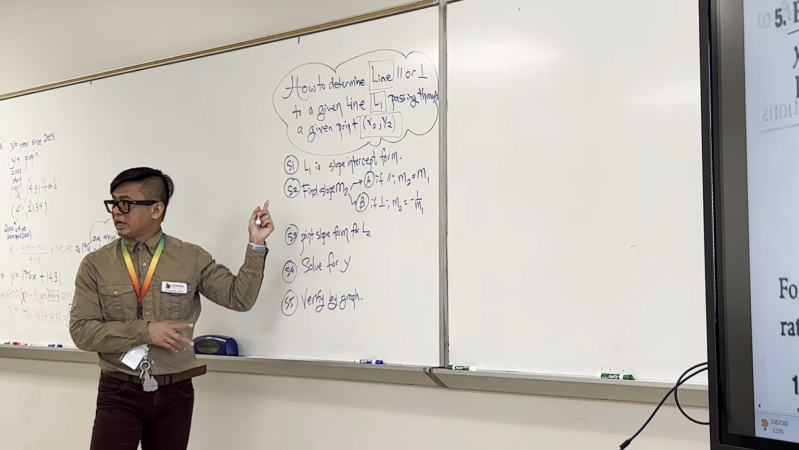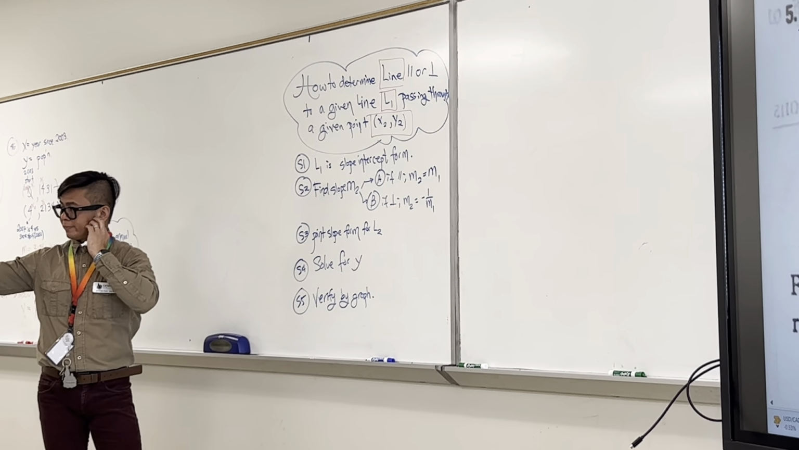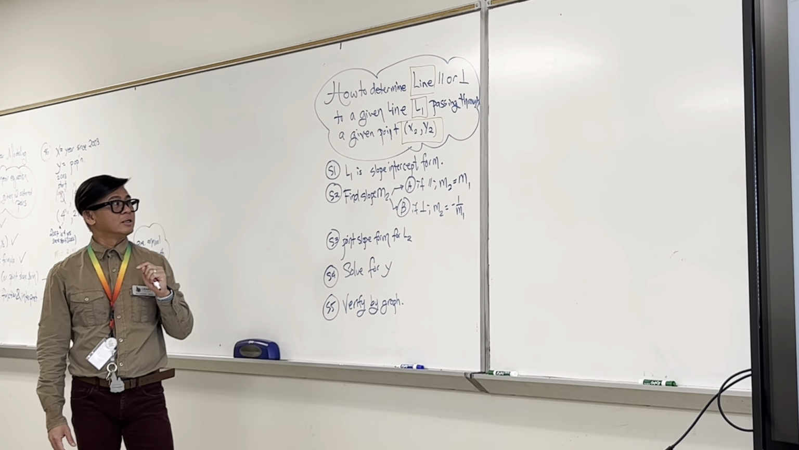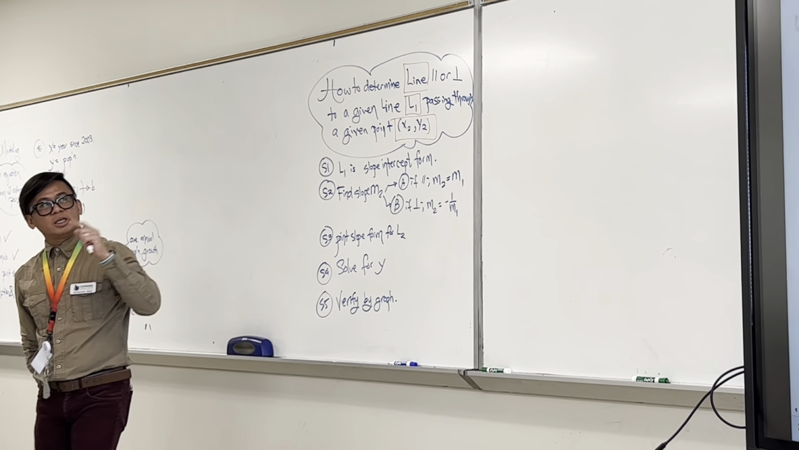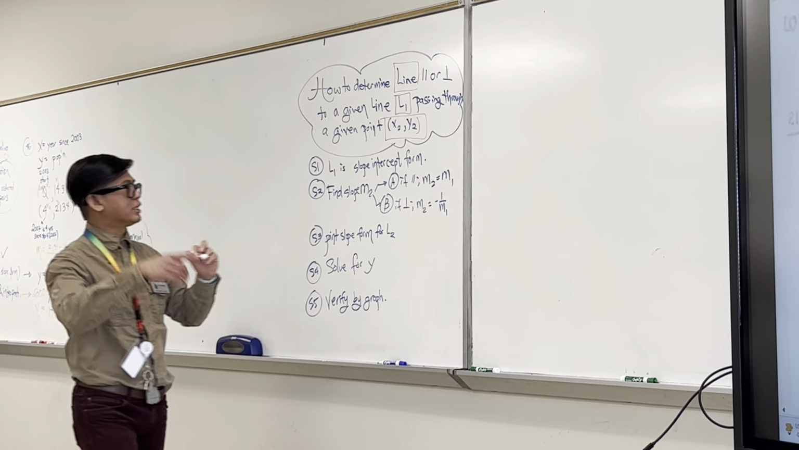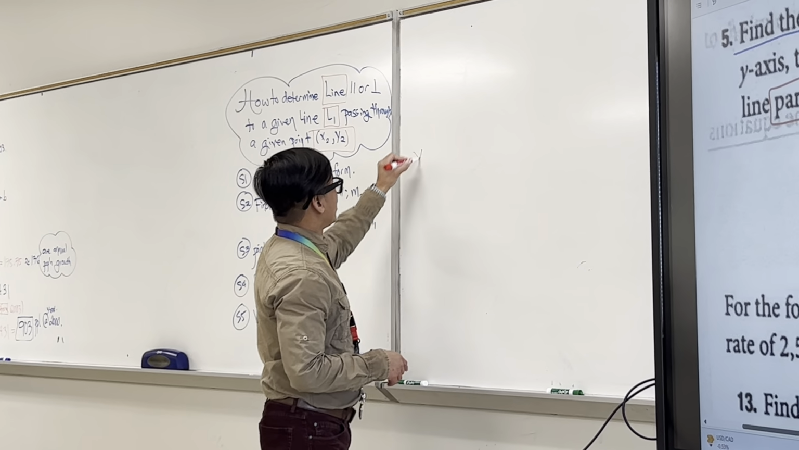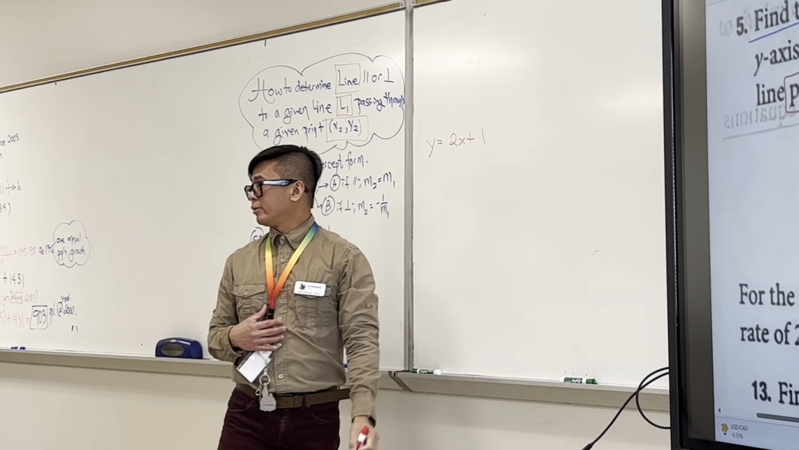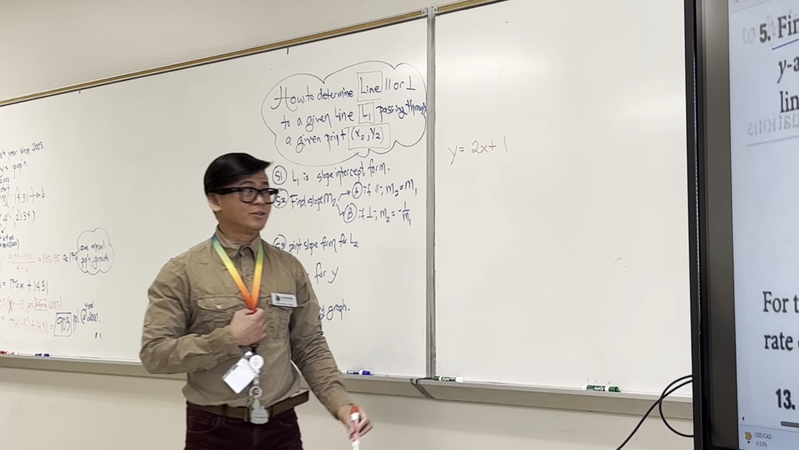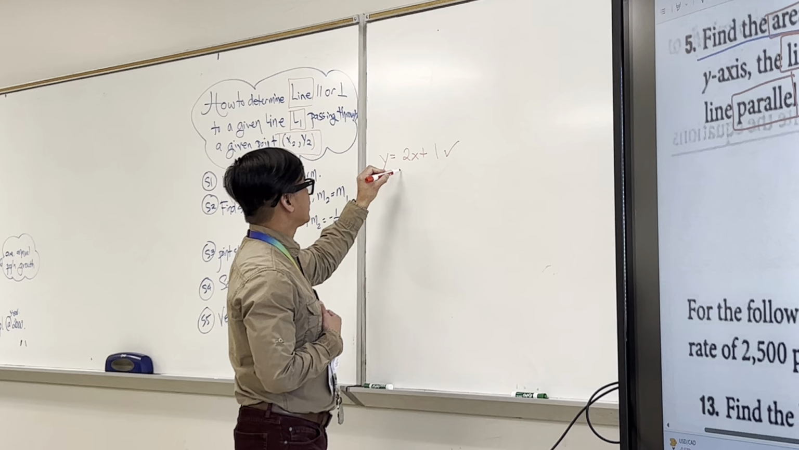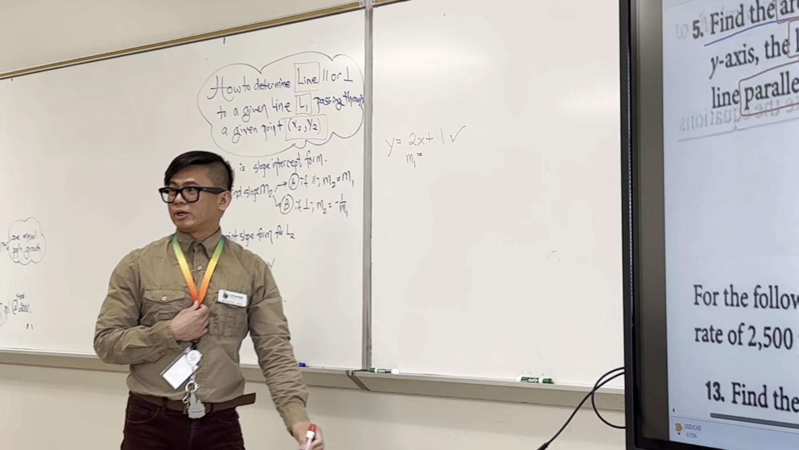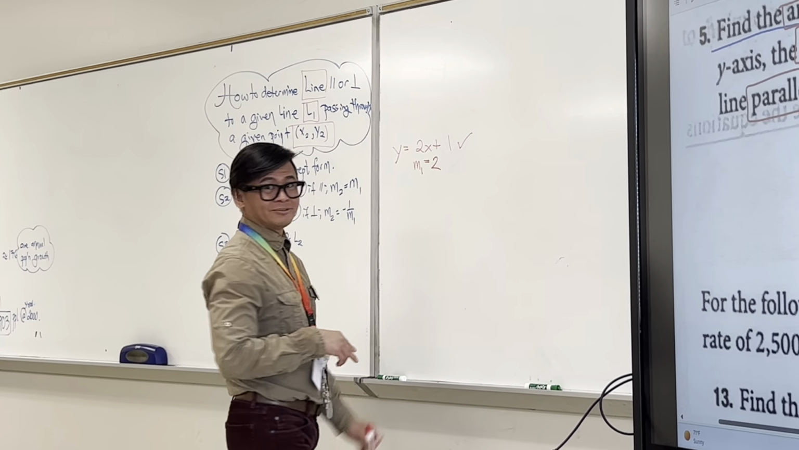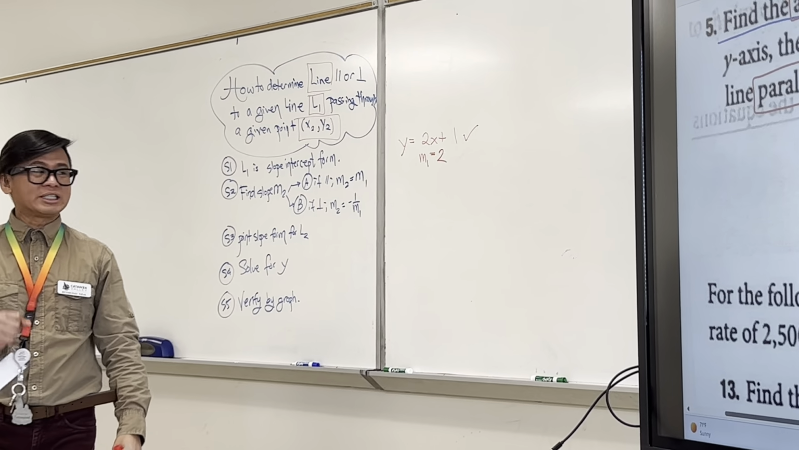Let's read our step number 1. L1 is in slope-intercept form. So is our given line in slope-intercept form? What's the given line? f of x or y is equal to what? 2x plus 1. Is it in slope-intercept form? Yes. Very good. With that being said, what is our slope? M1 equal to 2. Very good. So check on step number 1.